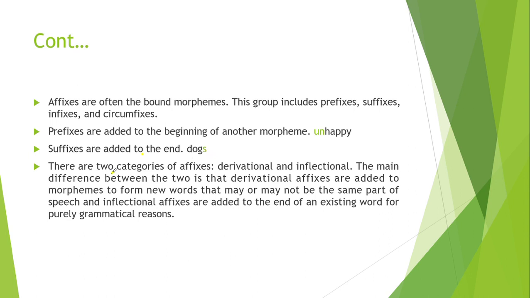There are two categories of affixes: derivational and inflectional. In chapter 2 we discussed derivational and inflectional, but here we will study them in detail. The main difference between the two is that derivational affixes are added to morphemes to form new words that may or may not be the same part of speech, and inflectional affixes are added to the end of an existing word for purely grammatical reasons.